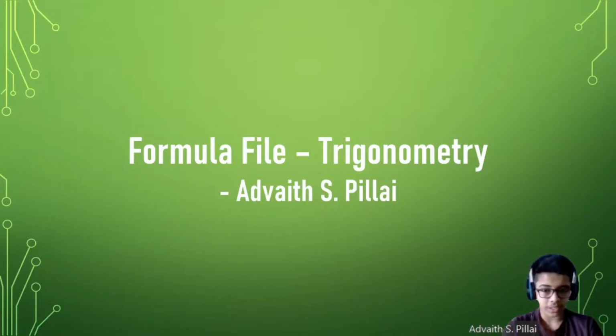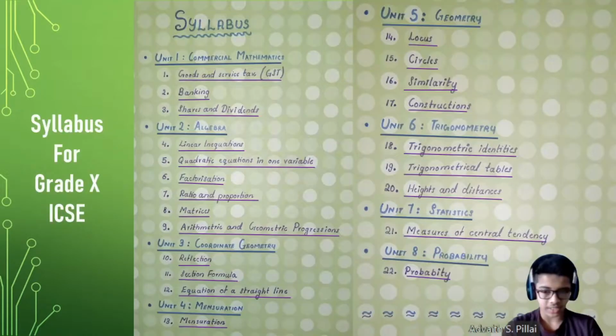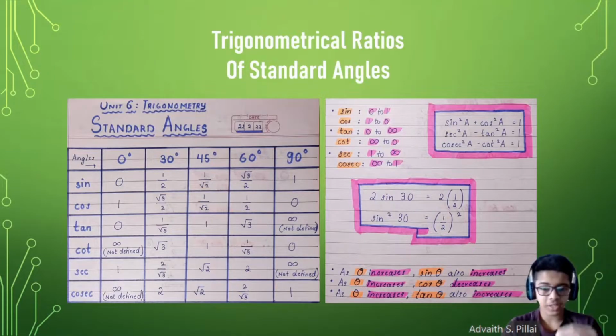Today we are going to be continuing our formula file basics, and we are going to be covering trigonometry. Before starting, let's look at the syllabus for grade 10th. This is the syllabus for grade 10th and we have 8 units: commercial mathematics, algebra, coordinate geometry, mensuration, geometry, trigonometry, statistics and probability.